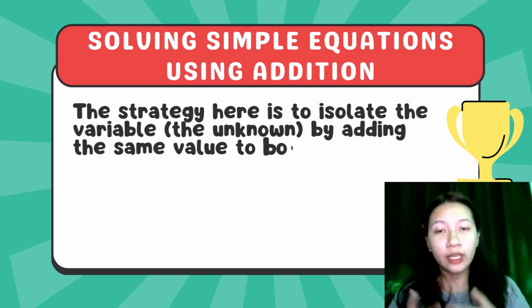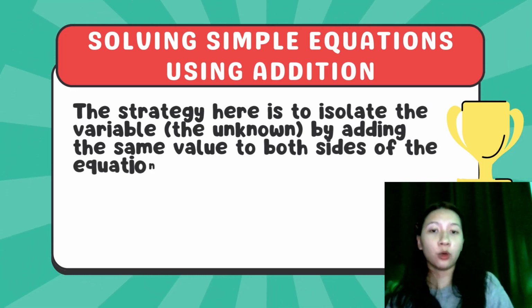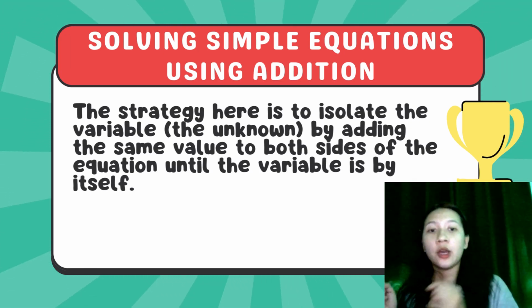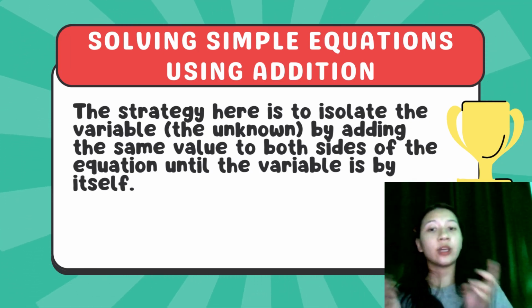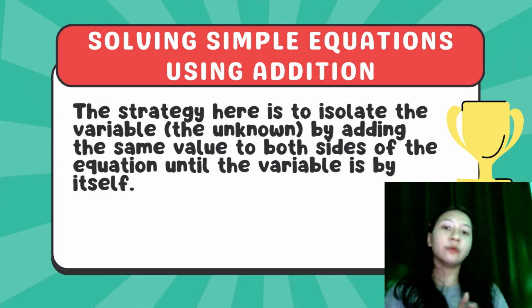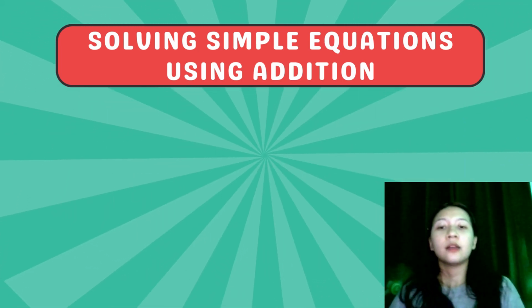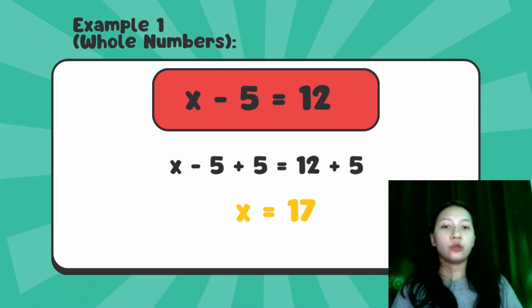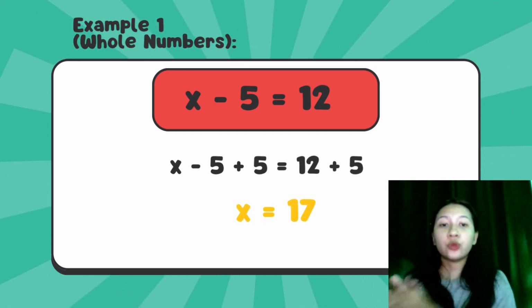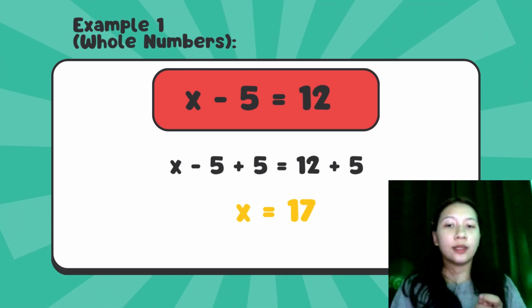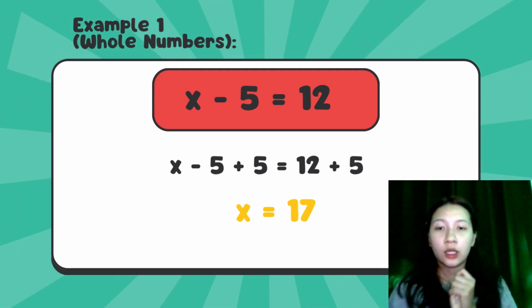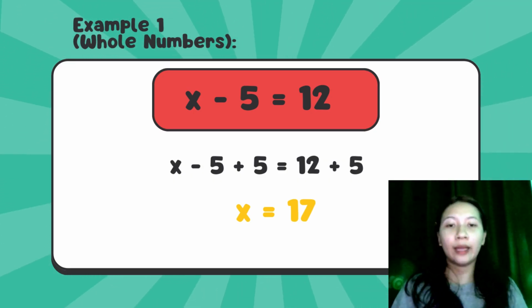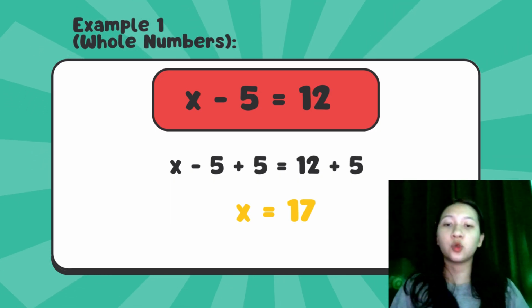The strategy here is to isolate the unknown variable by adding the same value to both sides of the equation until the variable is by itself. Imagine a scale to keep it balanced. Whatever you do to one side, you must do to the other. Let's have an example with a whole number: x minus 5 equals 12.